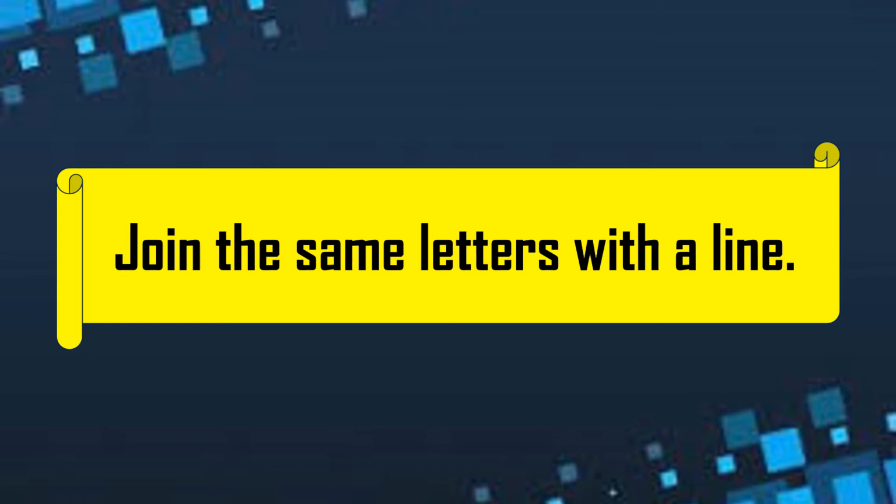I'll show you how to do that. So now we will do the activity number 2. There are 2 boxes. In first box, I'll write the same letters which are there in your book. T, C, D, A, F, P, M, N and B. Now we will write the second box letters.